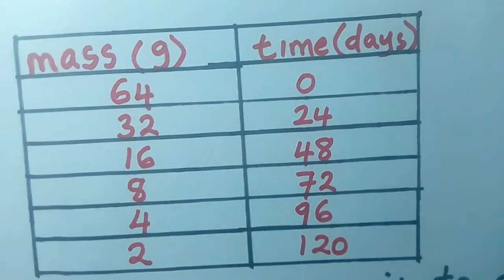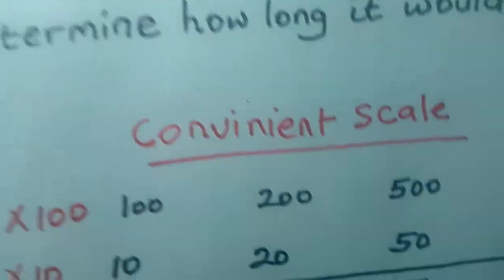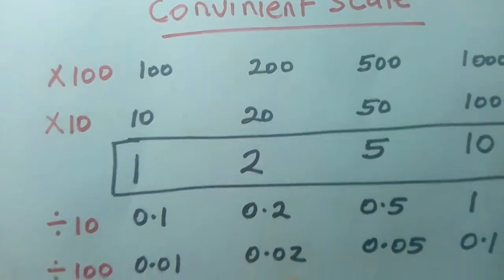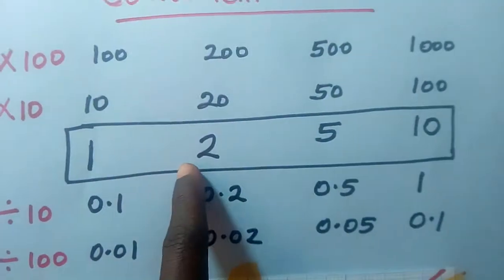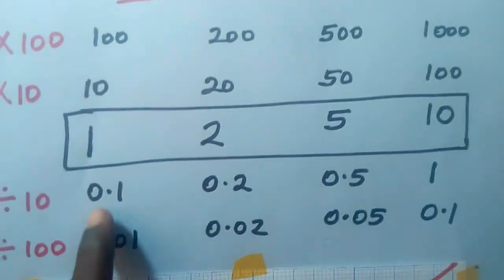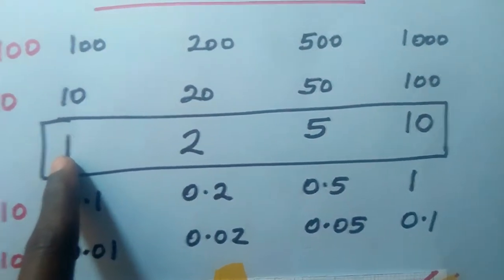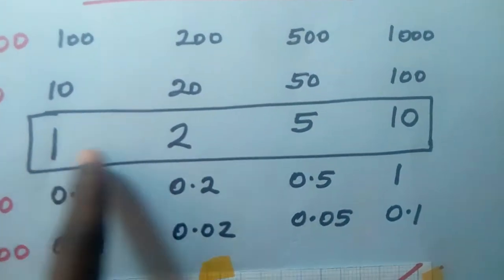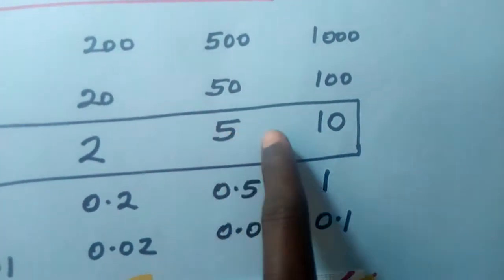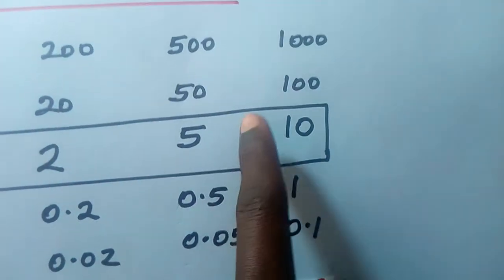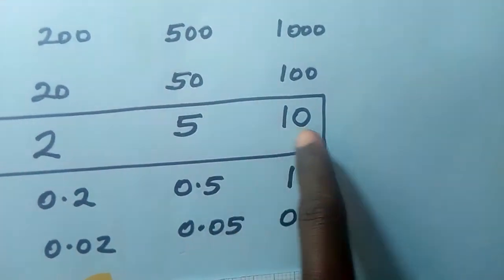You look for the scale. Now, the convenient scales, the good scales, come from 1, 2, 5, and 10. When you look at numbers from 1 up to 10, 1 is a good scale, 2 is good, 3 is not good, 4 is not good, 5 is good, 6 is not good, 7 is not good, 8 is not good, 9 is not good, 10 is good.